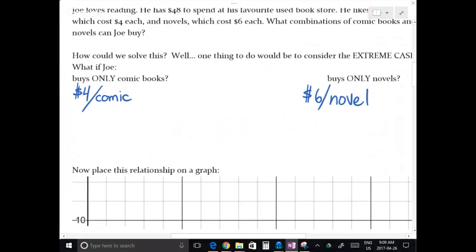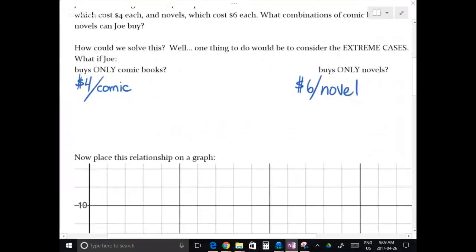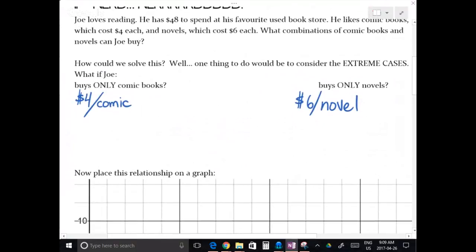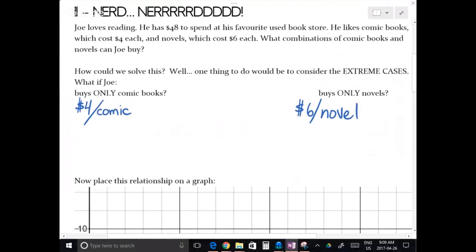I want to know how many comic books I could buy if that's all I bought, and how many novels I could buy if that's all I bought. I've got $48. I want to look at the extremes. Let's imagine I take my $48 and buy just comic books. How many could I buy? Then imagine I decide to buy just novels. How many could I buy?